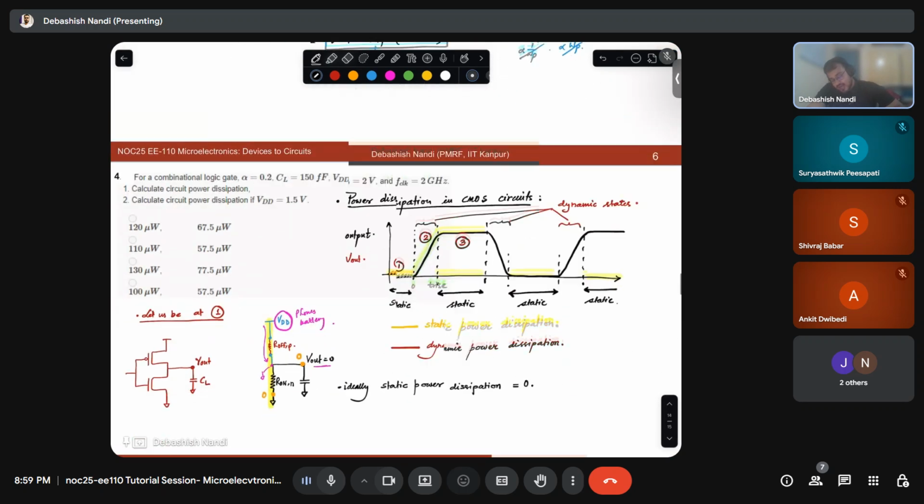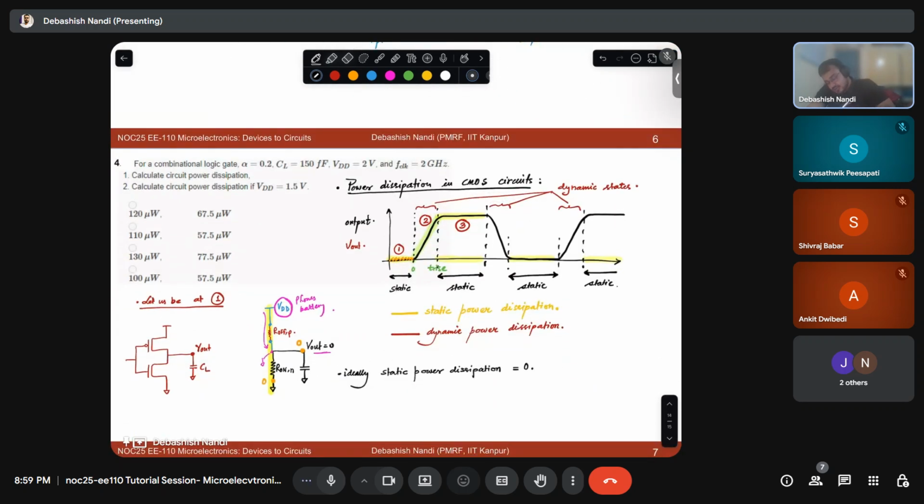Similarly, now you are asked to calculate the circuit power dissipation. Understand very carefully, they have asked you about the power dissipation, not the power delivered or the overall dynamic power. So what will you calculate? You calculate P dissipation as half CL VDD square times F clock times alpha. Your alpha is given as 0.2.